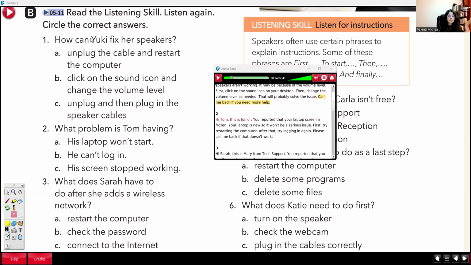And let me ask you, how can Yuki fix the speakers? All right, so we have option A, unplug the cable and restart the computer. She can click on the sound icon and change the volume level, or she can unplug the plug and then plug in the speaker cables.